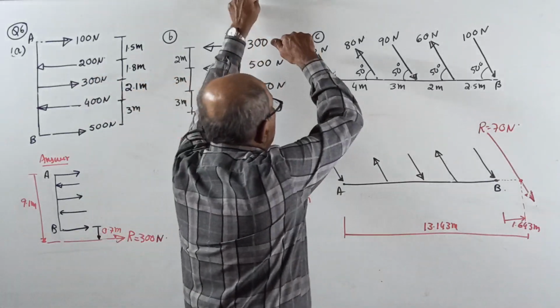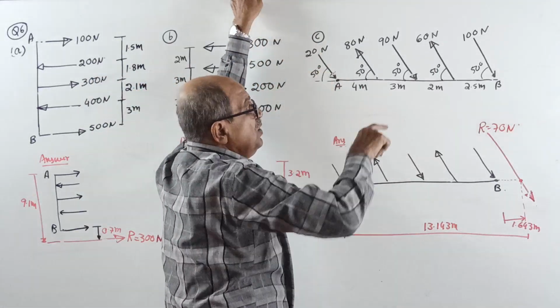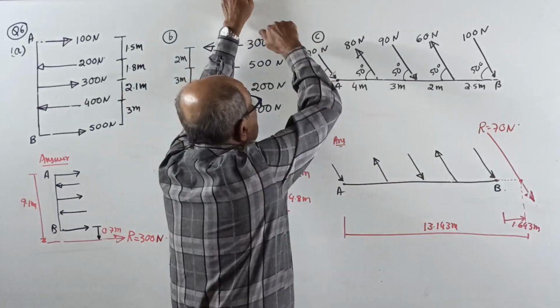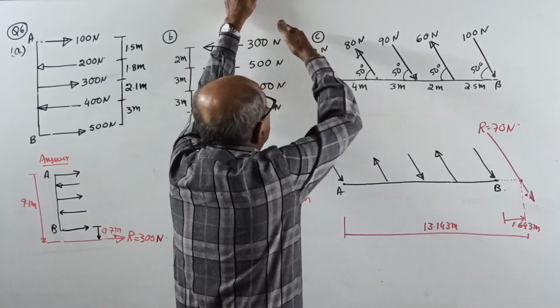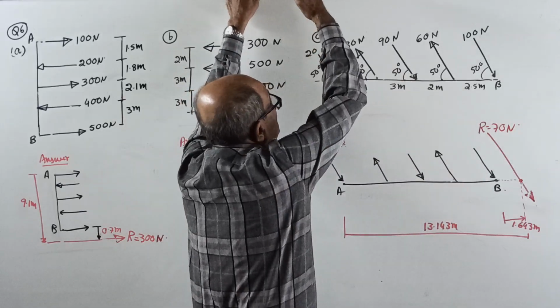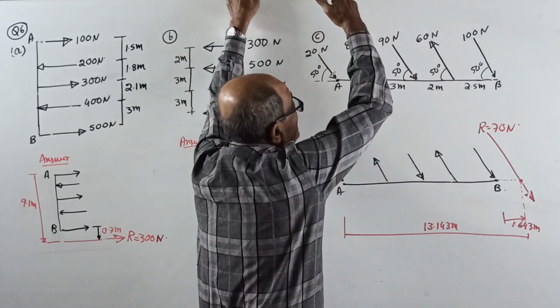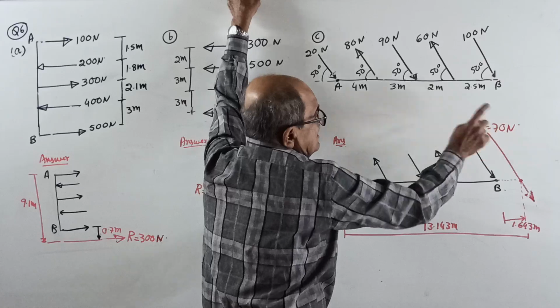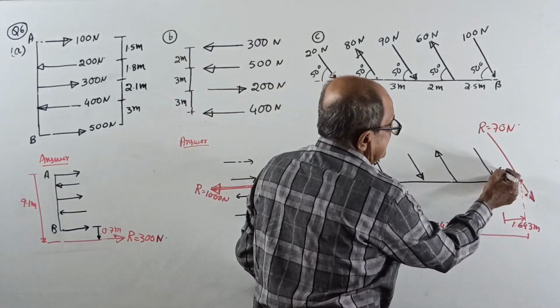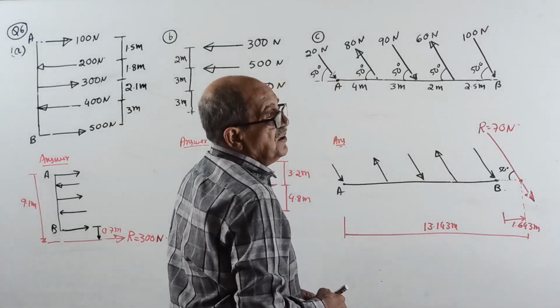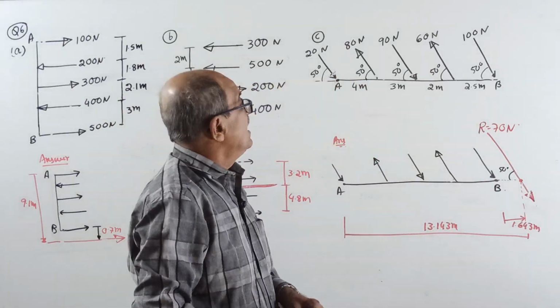Last question. Resultant. I told you no resolution is required. Resultant you calculate this way: plus 20, minus 80, plus 90, minus 60, plus 100. Resultant will come 70 Newton, same angle, 50 degrees. Then magnitude over, direction over.